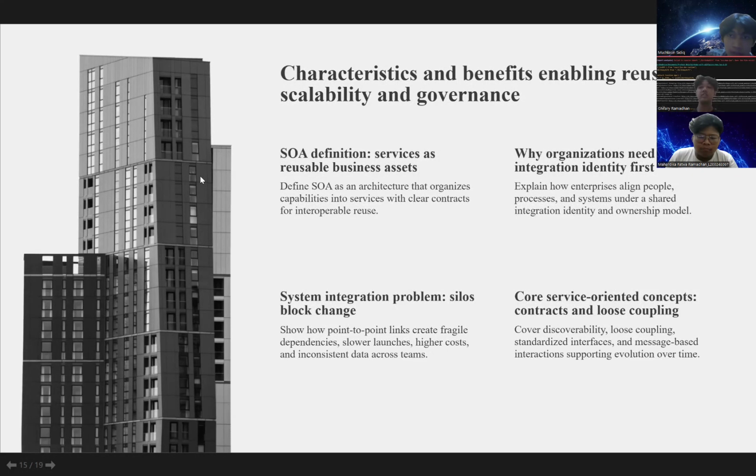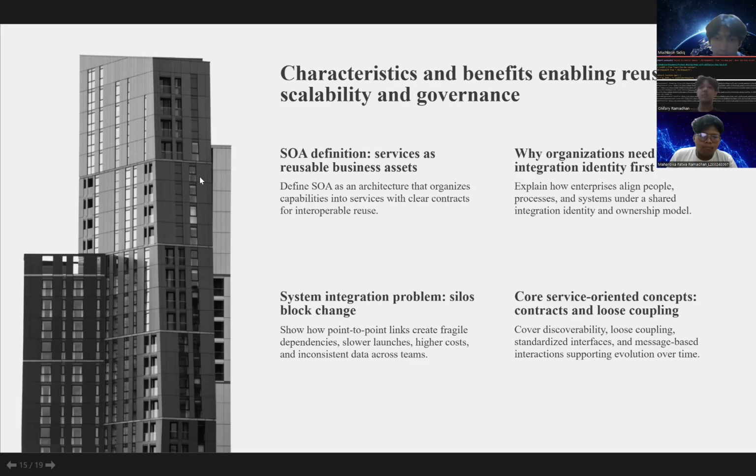Why do organizations need integration identity first? Organizations often use multiple systems and departments that need to work together. SOA establishes common ownership, standards, and governance so that systems can communicate effectively while supporting business objectives.